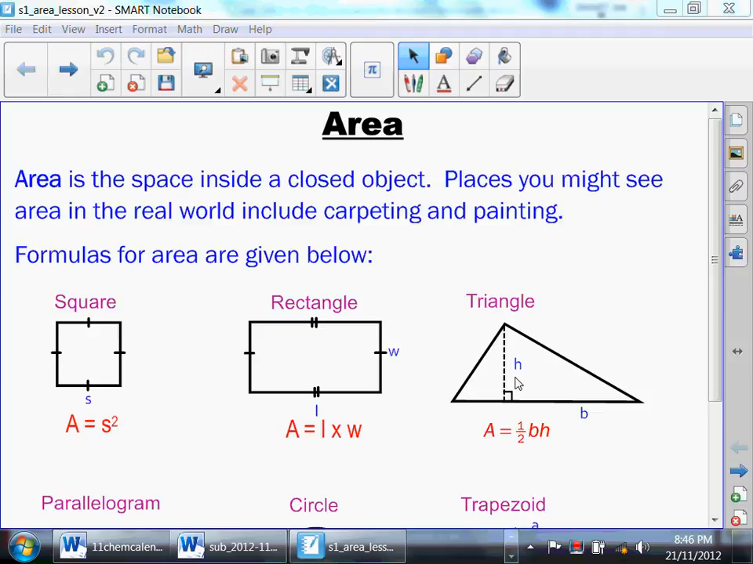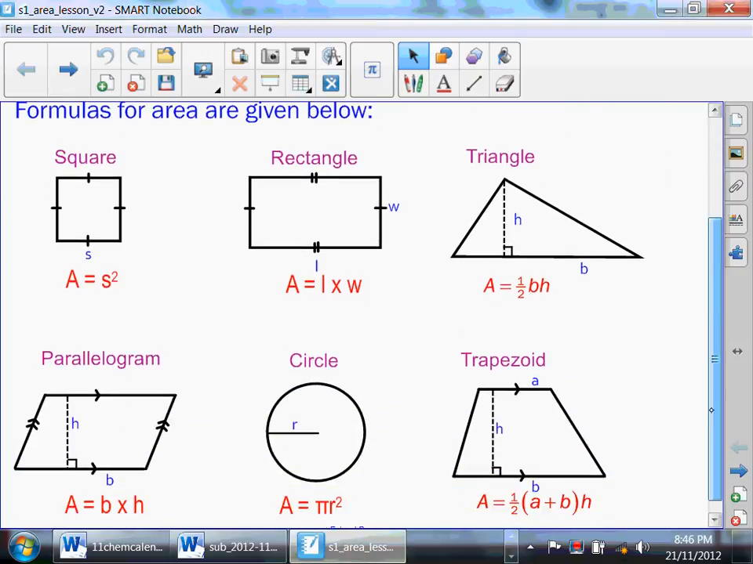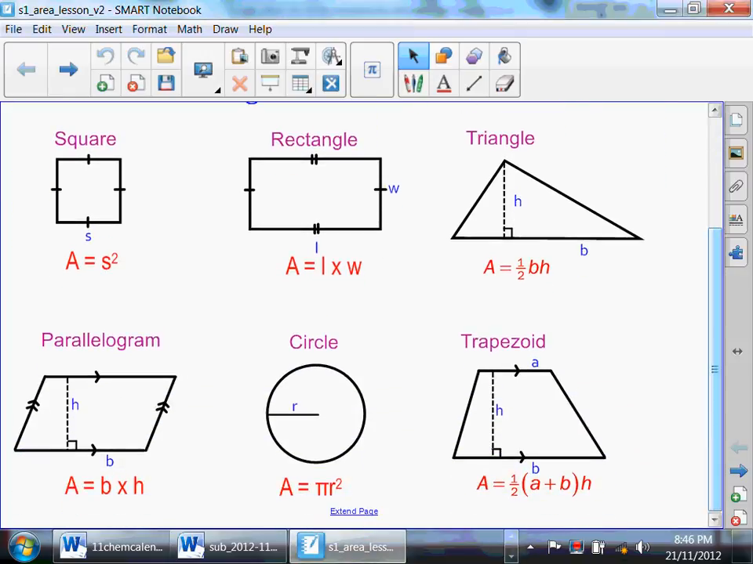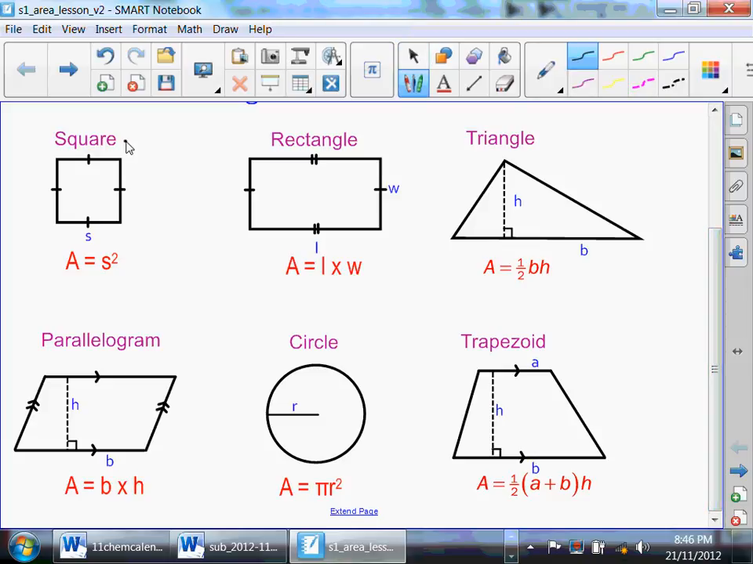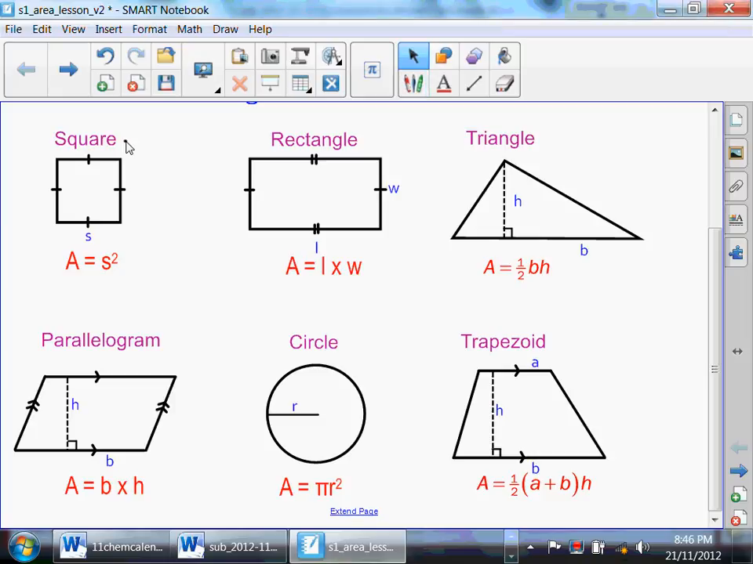Okay? So, here we have the area of a square. The area of a square is s squared. Okay? Now, what is a square? A square is a four-sided object in which all of the sides are equal, there's four equal sides, and all the angles are right angles.